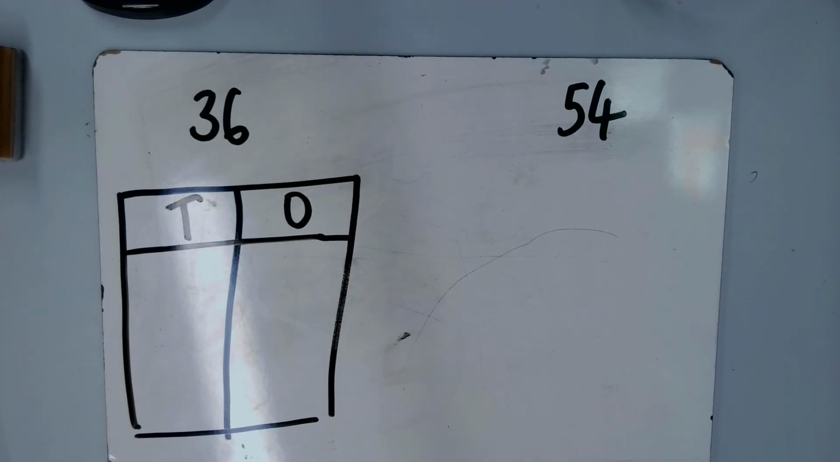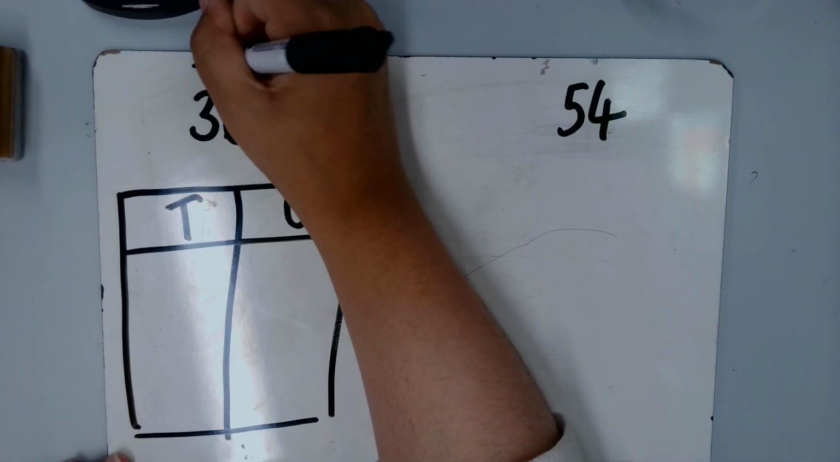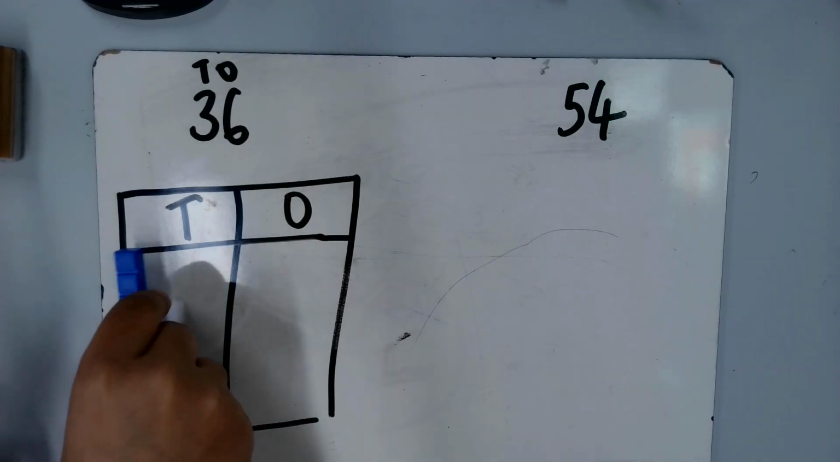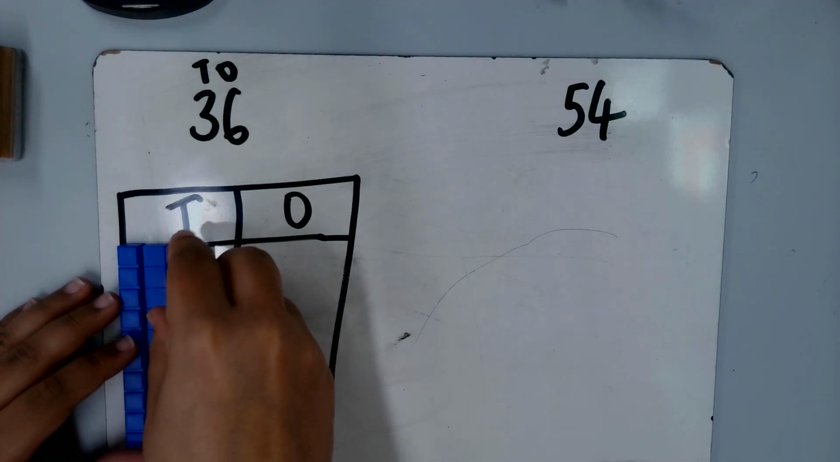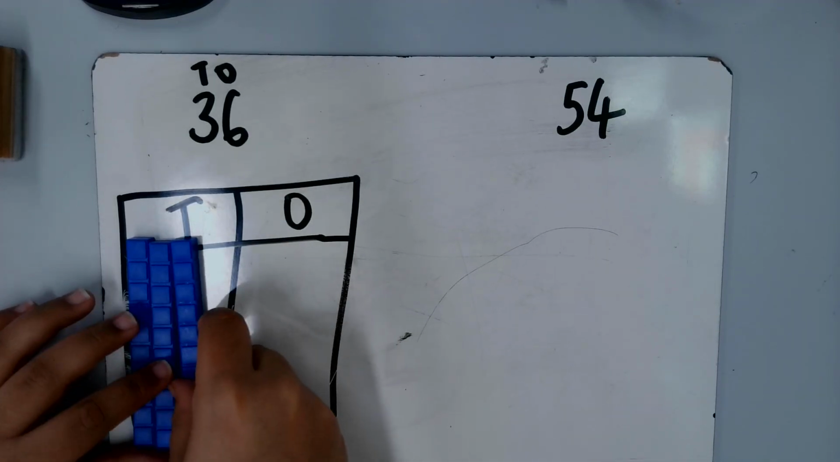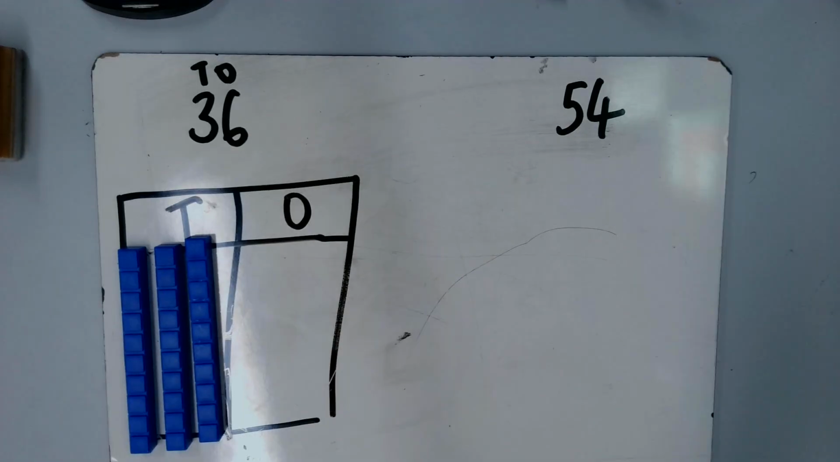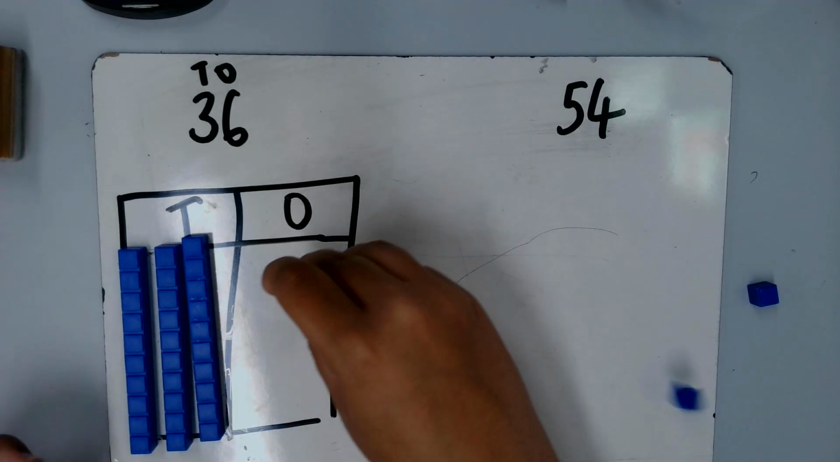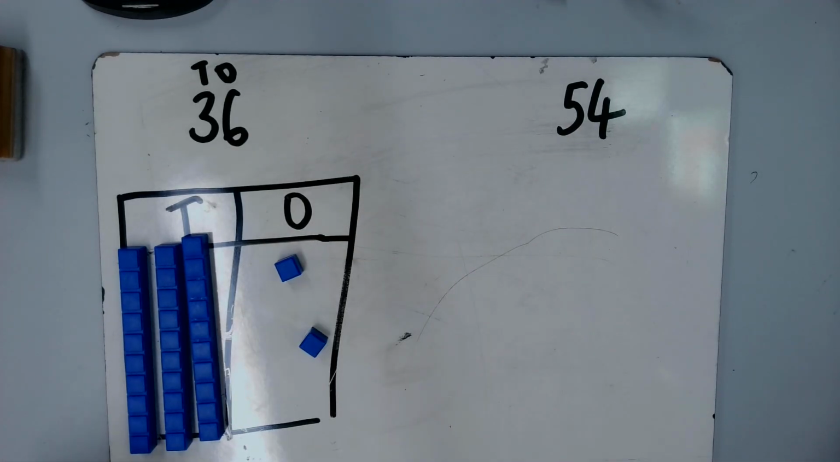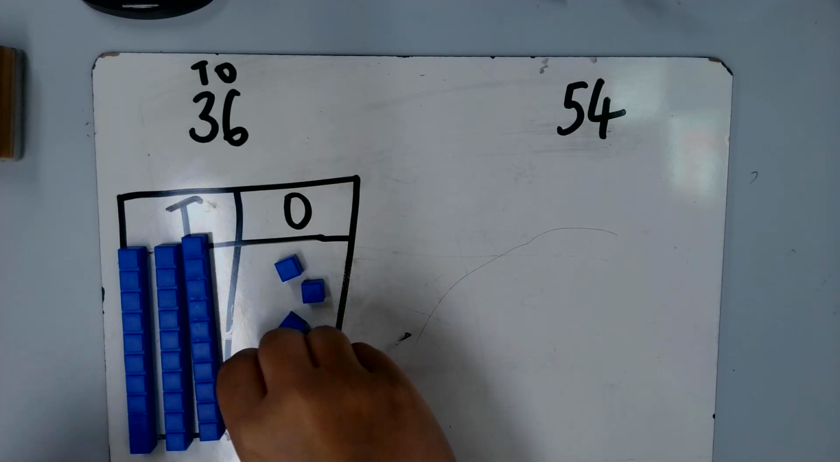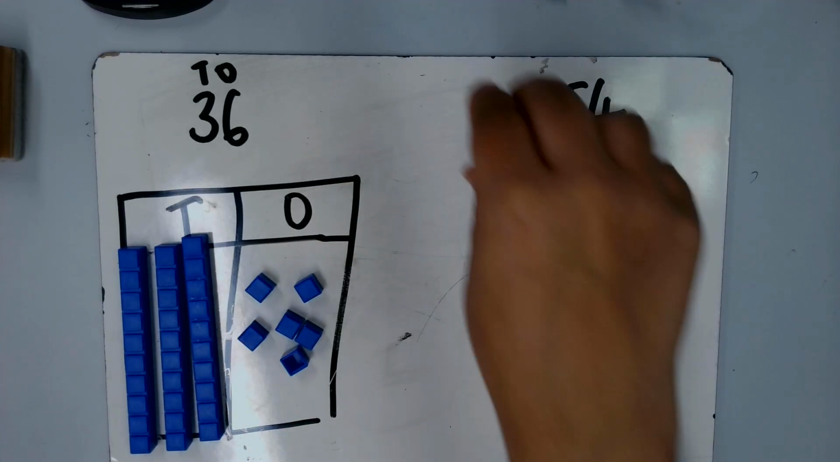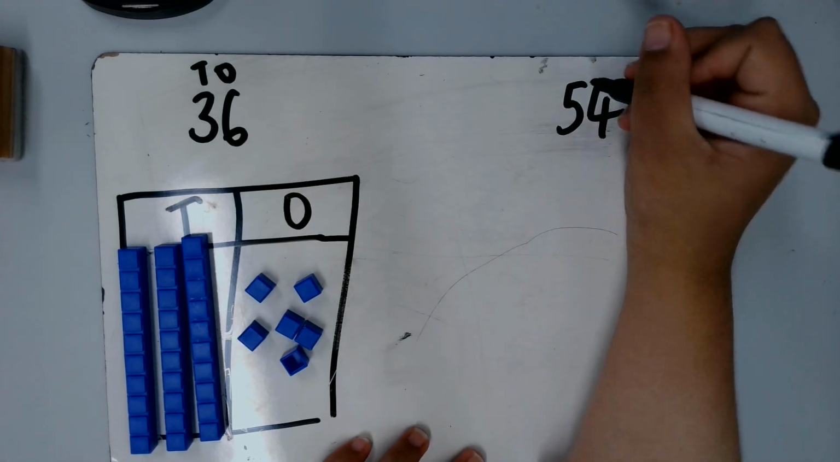In the number 36, I've got 3 tens. I'll label it up here as well. I've got 3 tens, which is the same as 30. Whoopsie. 1, 2, 3 tens. I also know that I've got 6 ones. 1, 2, 3, 4, 5, 6. Okay, done. Let me do the same for my other number.